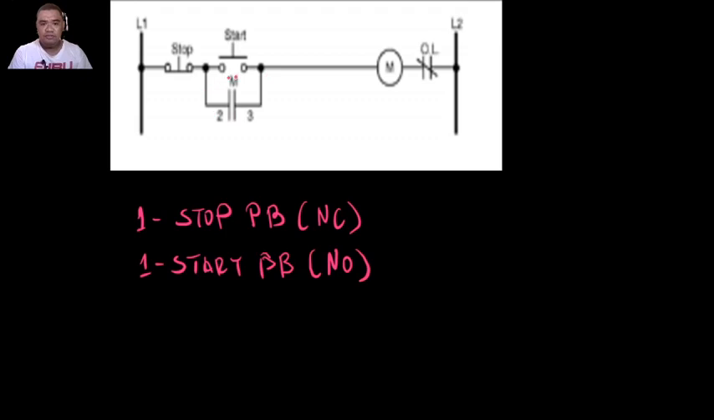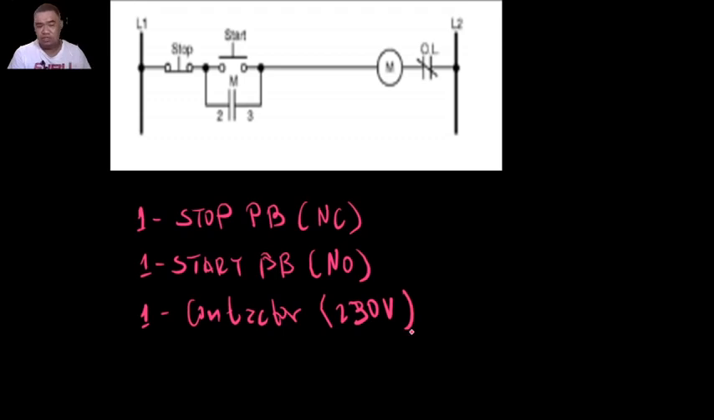Then we need to interpret this by rung, no? So this is one rung, this is another rung. We have here a coil, which is a contactor. So one contactor, which we should assume is 230 volts. The horsepower of the contactor will be dependent on the motor. As we go on with the discussion, we will also be sizing up our wires and our contactors depending on the size or horsepower of the motor. But for this discussion, we need only to count the devices that we are going to use.